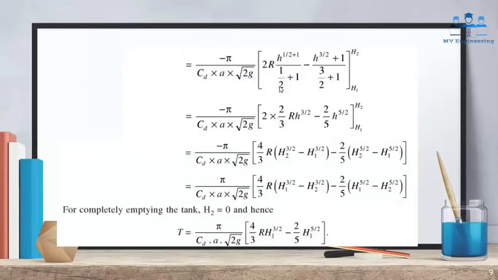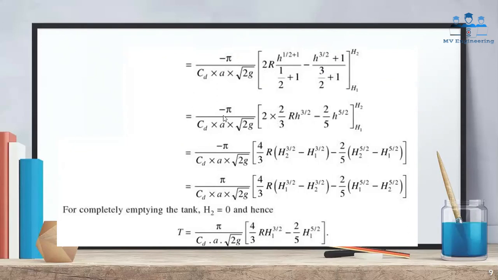So the first term, it is 2R h raised to 1 by 2. So 2R is a constant, h raised to 1 by 2. If you integrate, you have again it in the form x raised to n. Integral x raised to n equal to x raised to n plus 1 by n plus 1. So we have h raised to 1 by 2 plus 1 divided by 1 by 2 plus 1. And the second term, it is h raised to 3 by 2. So when you integrate, it becomes h raised to 3 by 2 plus 1 by 3 by 2 plus 1 within the limits h1 to h2.